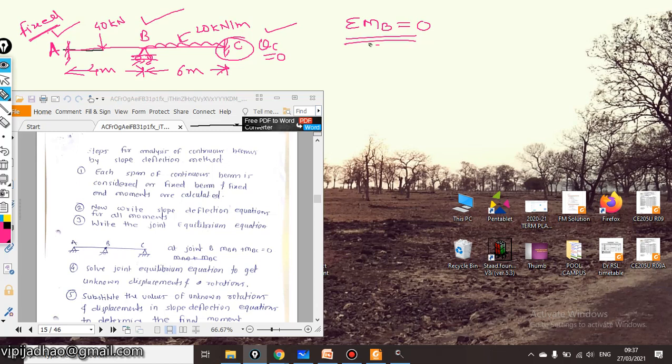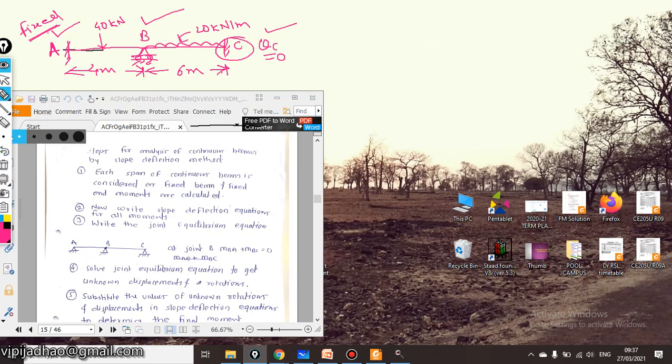We have to just put the values of all the end moments at B equal to 0. So the equation will be MBA plus MBC is equal to 0. Put the value of MBA here and MBC here and equate this with 0. You will get the value of theta B.